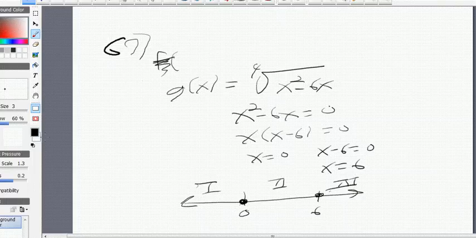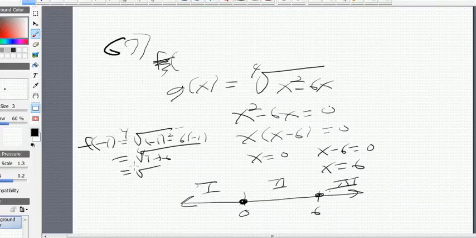Let's test region 1. Pick a number. I'm going to pick f of negative 1, which gives me the fourth root of negative 1 squared minus 6 times minus 1. That gives me the fourth root of 1 plus 6, which is a number. It's legal, so we're good. This is good stuff. I'm going to anticipate the region number 2 is going to be bad stuff. So I'm going to come up here to the top. I'm going to put in f of 1.